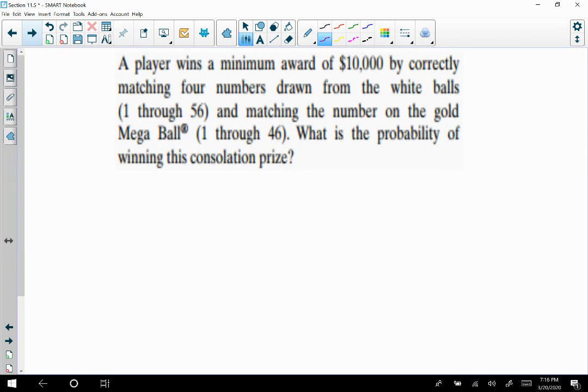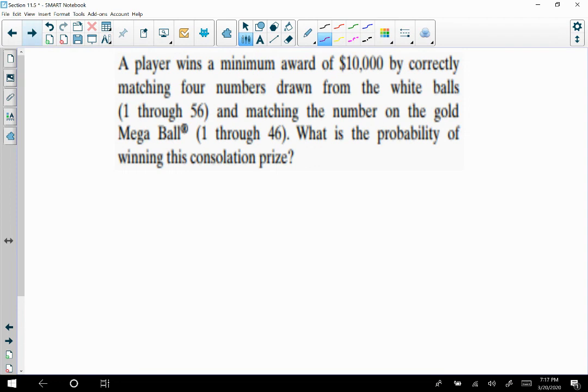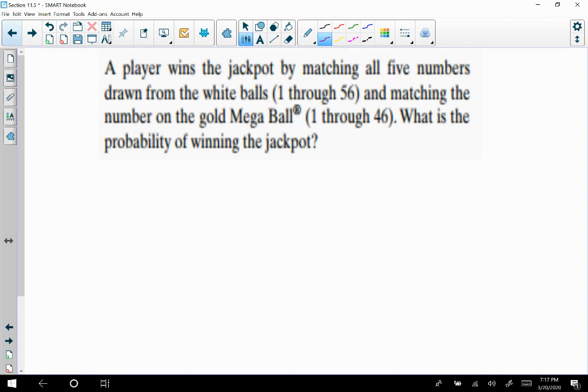Then we will deal with the event. The event in the first problem is what's the probability of actually winning? And the event in this one is what's the probability of matching 4 white and the gold ball. So we'll deal with that event, and then we find the probabilities from there. So go ahead, pause the video, and start working on this problem, which was the second one, the consolation prize problem. And here is the first problem that we'll actually talk about, which is winning the jackpot. Go ahead, pause the video, give these a shot.